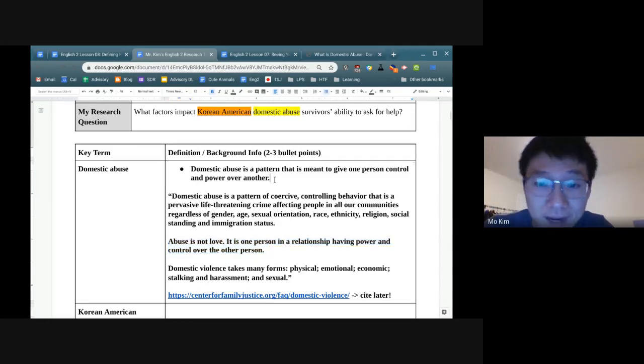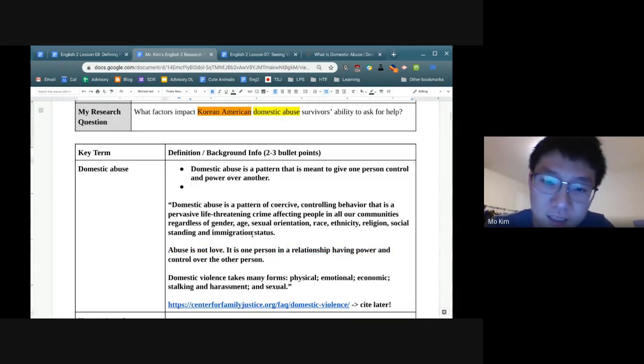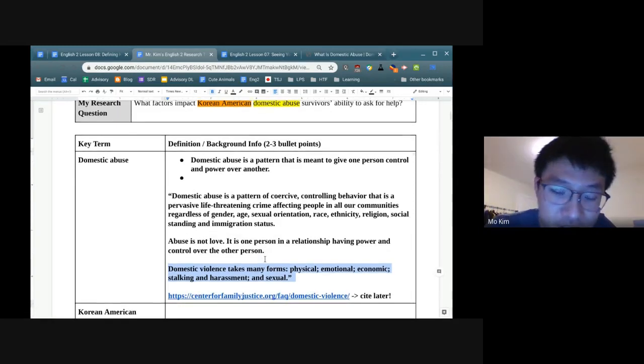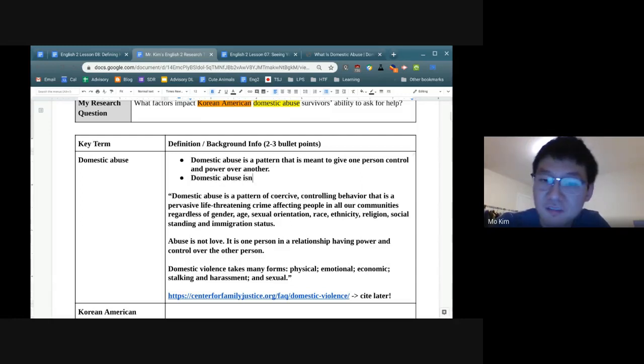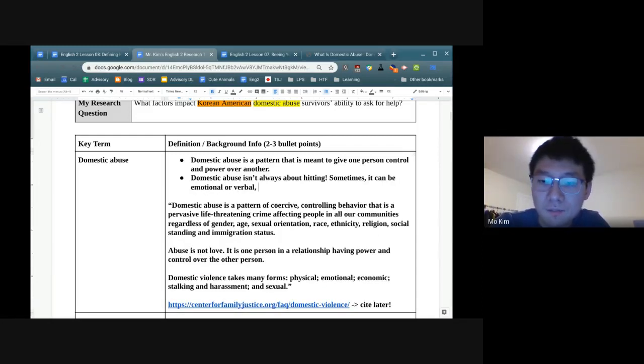So I have that sort of outlined. And the other thing is people say it's always about hitting. That is not true, according to the source. It's just that domestic violence takes many forms: physical, emotional, economic, stalking and harassment, and sexual. So in other words, again paraphrasing, domestic abuse isn't always about hitting, right? Sometimes it can be emotional or verbal, economic, or even sexual. So that is my summary.